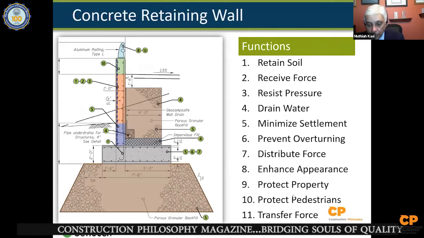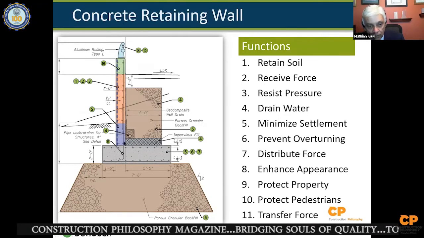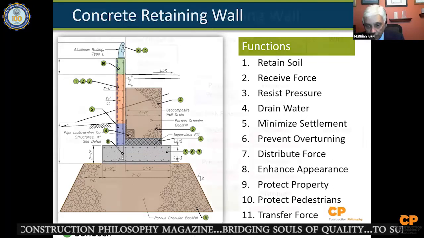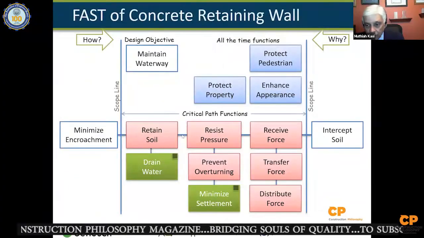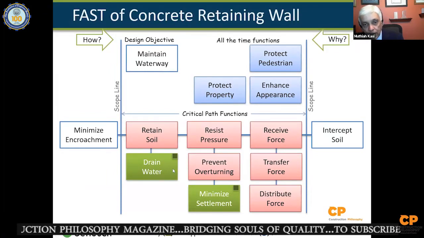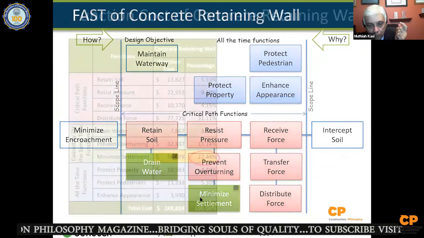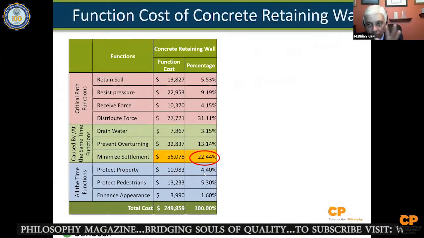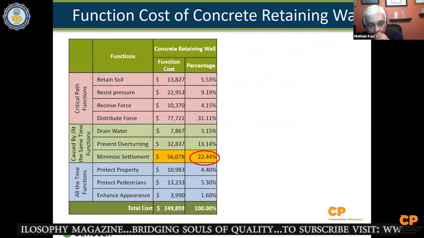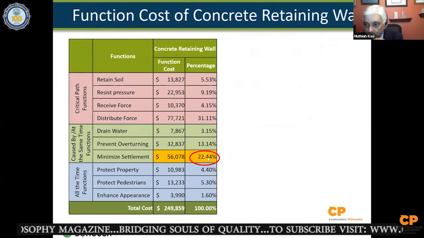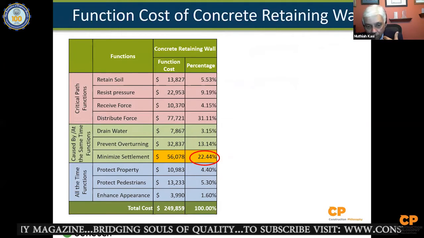When you do that, you have to have the reinforcing here to transfer the force from the wall to the footing. And then the function logic diagram will look the same. But look, I colored green on drain water and minimize settlement. What does that really mean? The cost, the same way I explained before, the cost of minimizing settlement is 22%. It's a really high number.